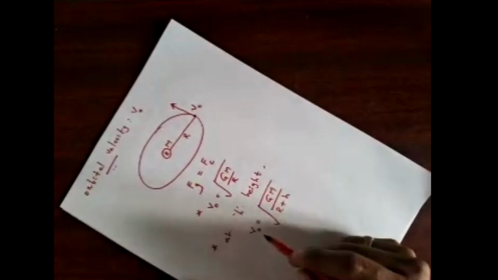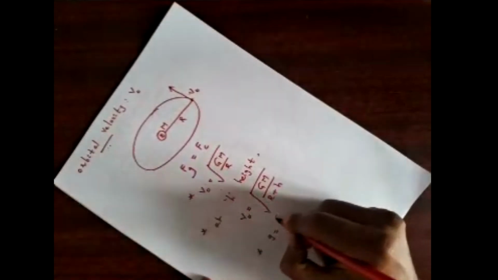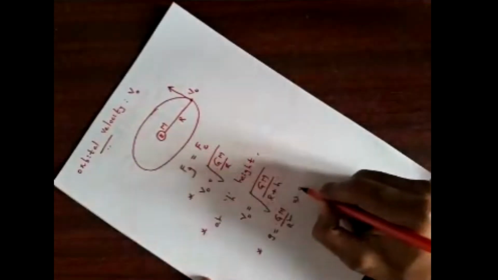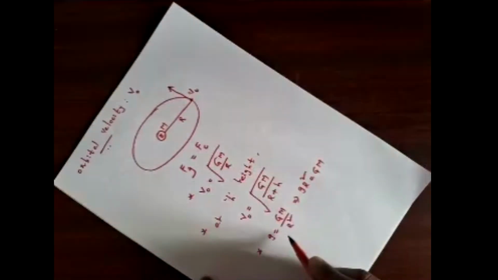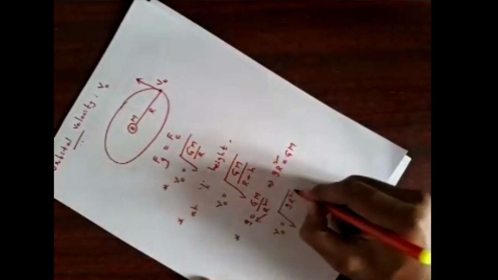Okay. Now, once you know that V naught is equal to root over GM by r plus h, further we take the concept that G is equal to GM by r square. Cross multiplication: g into r square is equal to GM. So now substitute GM as g r square. The new formula of orbital velocity is V naught is equal to root over g r square by r plus h.